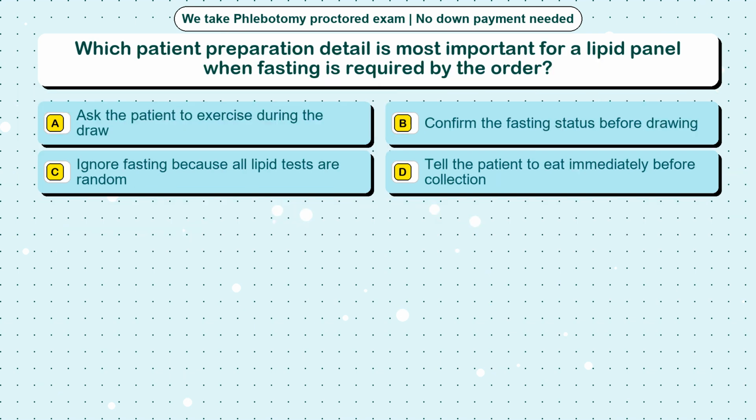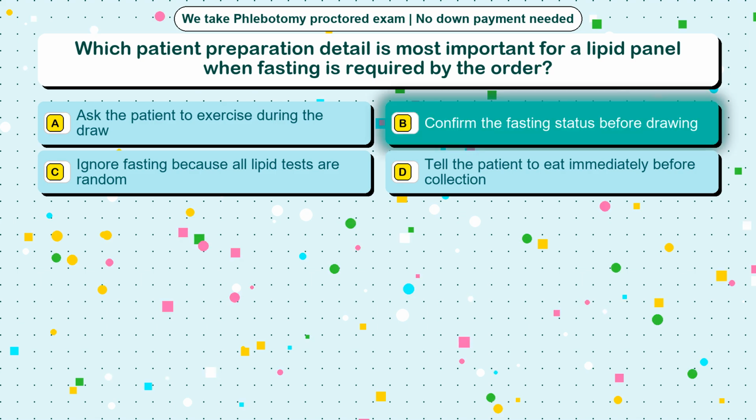Question 95. Which patient preparation detail is most important for a lipid panel when fasting is required by the order? Option A. Ask the patient to exercise during the draw. Option B. Confirm the fasting status before drawing. Option C. Ignore fasting because all lipid tests are random. Option D. Tell the patient to eat immediately before collection.